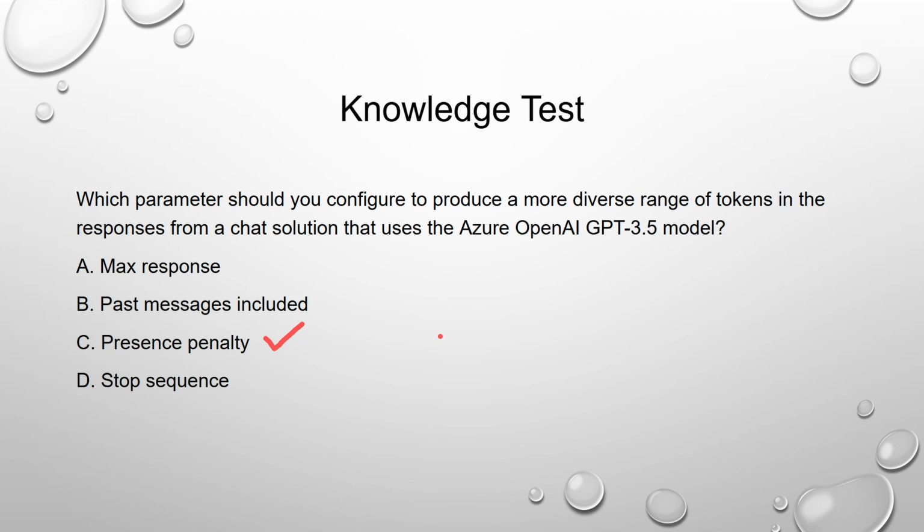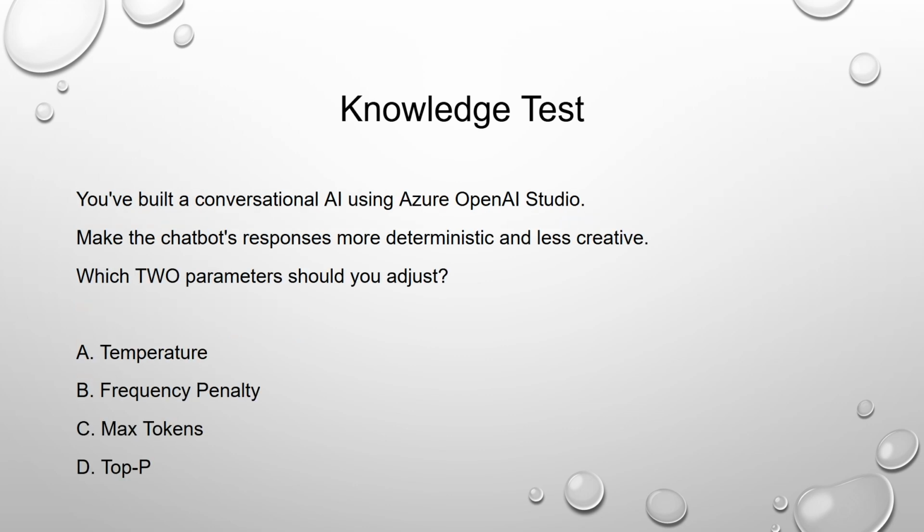Now to the next question. You have built a conversational AI using Azure OpenAI Studio. Make the chatbot's response more deterministic and less creative. Which two parameters should we adjust? So for making the response more deterministic and less creative, we have to tweak the temperature and top P parameter.